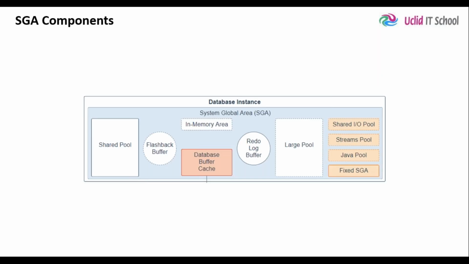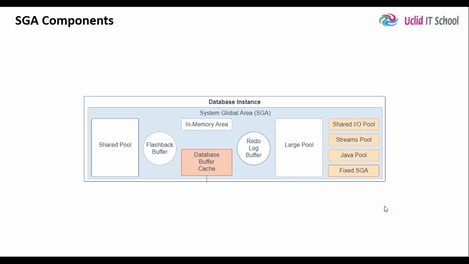This diagram shows various components of the SGA. You have a database instance, which has an SGA. The SGA is the shared memory allocated to a particular database instance. If you observe, this SGA memory has many components, like the shared pool, flashback buffer, database buffer cache, in-memory area, redo log buffer, large pool, streams pool, Java pool, and fixed SGA. These are all the components of the SGA.